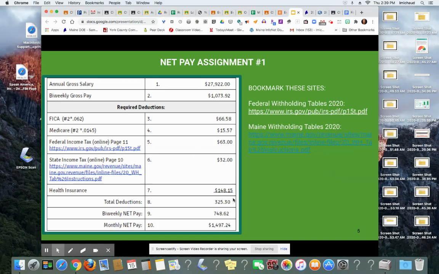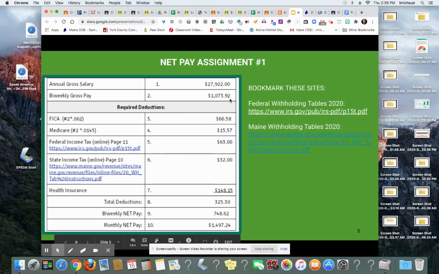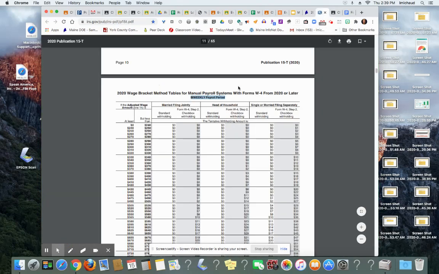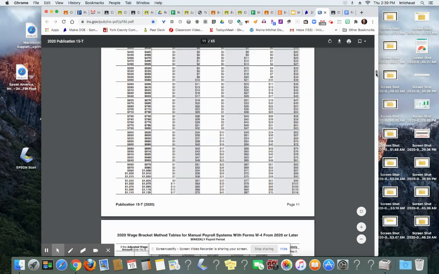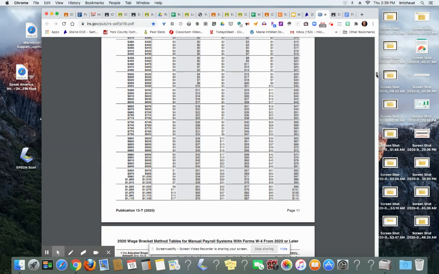So what we're going to do is click on the link for federal income tax. We need to look up your biweekly gross amount, which was 1073. So remember that, 1073. I'm going to go to the federal form. I'm going to go down to page 11 because this is for biweekly. We need to look up the income, 1073, and the single column, which is the next to the last column. So we're going to scroll down a little bit. 1073 is at least 1055, but less than 1075.